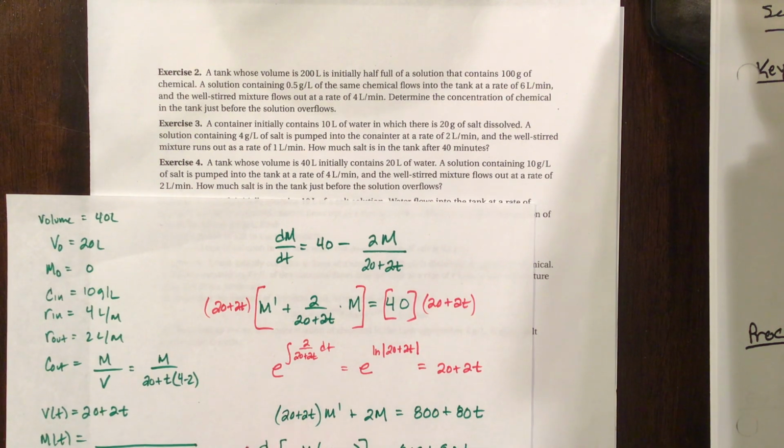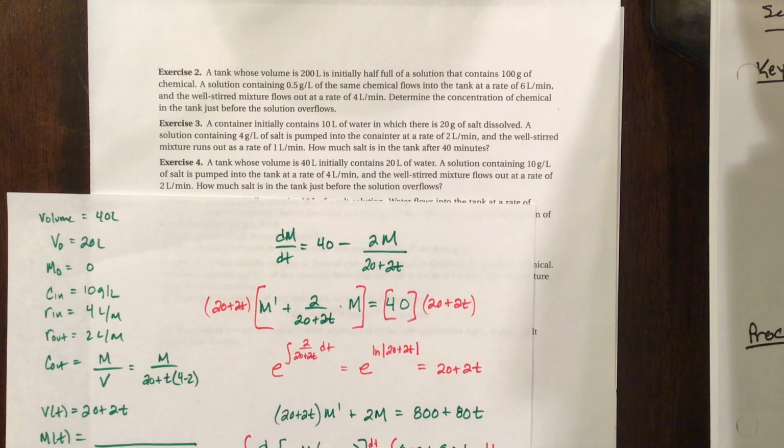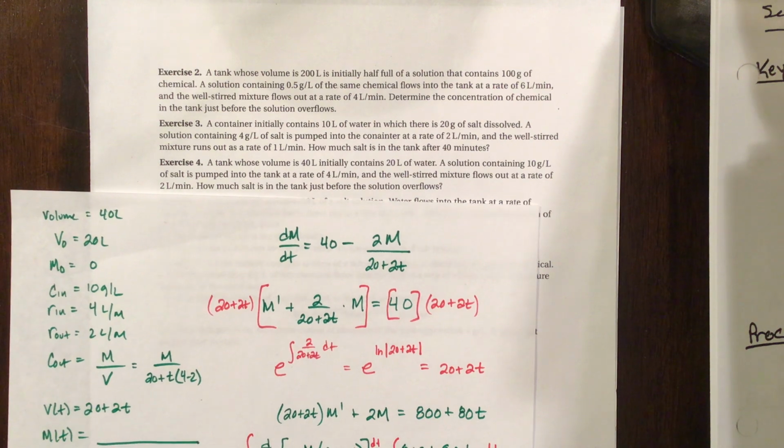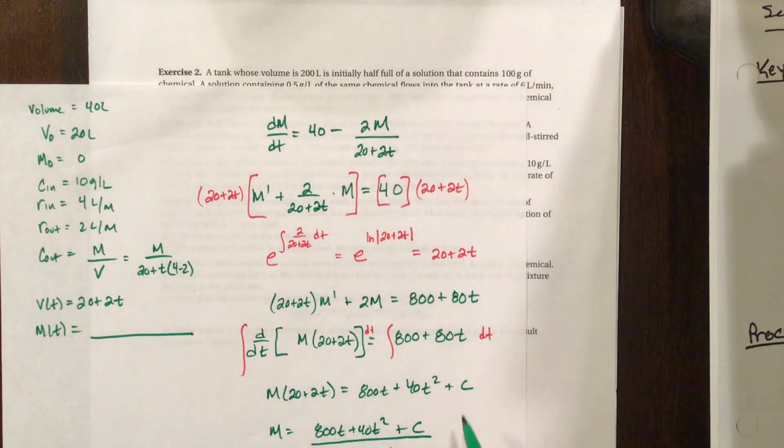Now, at this point, I integrate both sides with respect to t. The integral and the derivative cancel off. You have m times 20 plus 2t equals, let's see what this is. It's 800t plus 40t squared plus a constant. And solving for m, I get 800t plus 40t squared plus a constant divided by 20 plus 2t. Okay, and so this is my general solution.